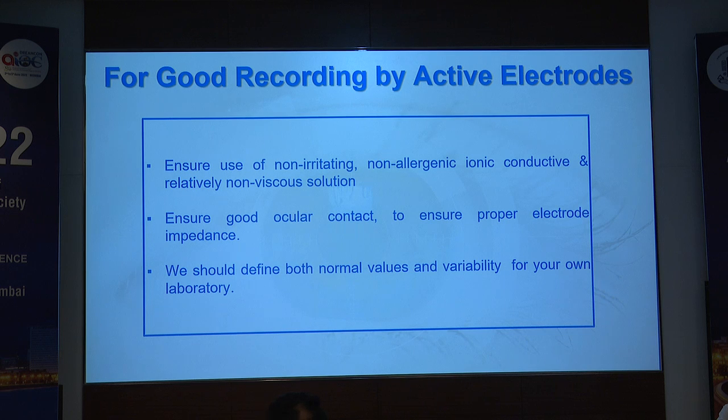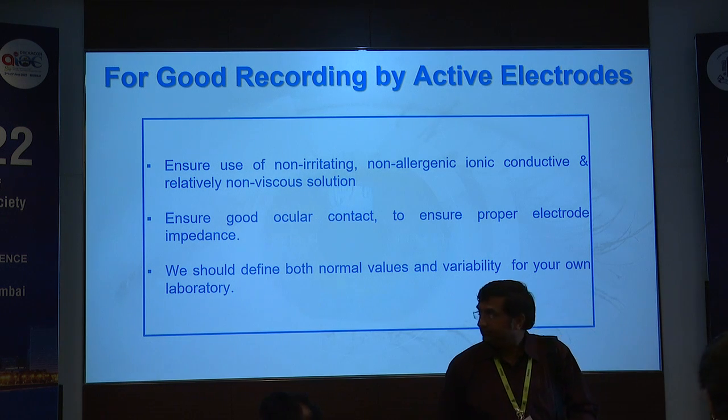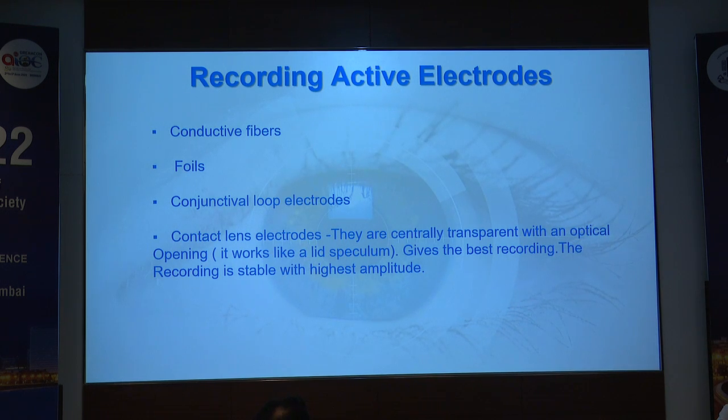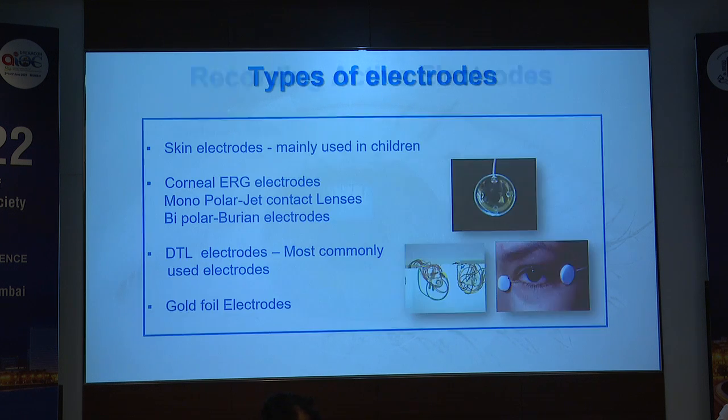Now, for a good recording by an active electrode, we have to ensure that we use a non-irritating, non-allergic, ionic, conductive, non-viscous solution. Ensure a very good contact to ensure proper electrode impedance. Then, as prescribed by the ISCEV, we should define both normal values and variability for our own laboratory. Now, the different types of active electrode include the conductive fibers, foils, conjunctival loop electrodes, and the contact lens electrodes. Now, these contact electrodes are centrally transparent with an optical opening, work like a lid speculum, give the best recording, and are stable with the highest amplitude also.